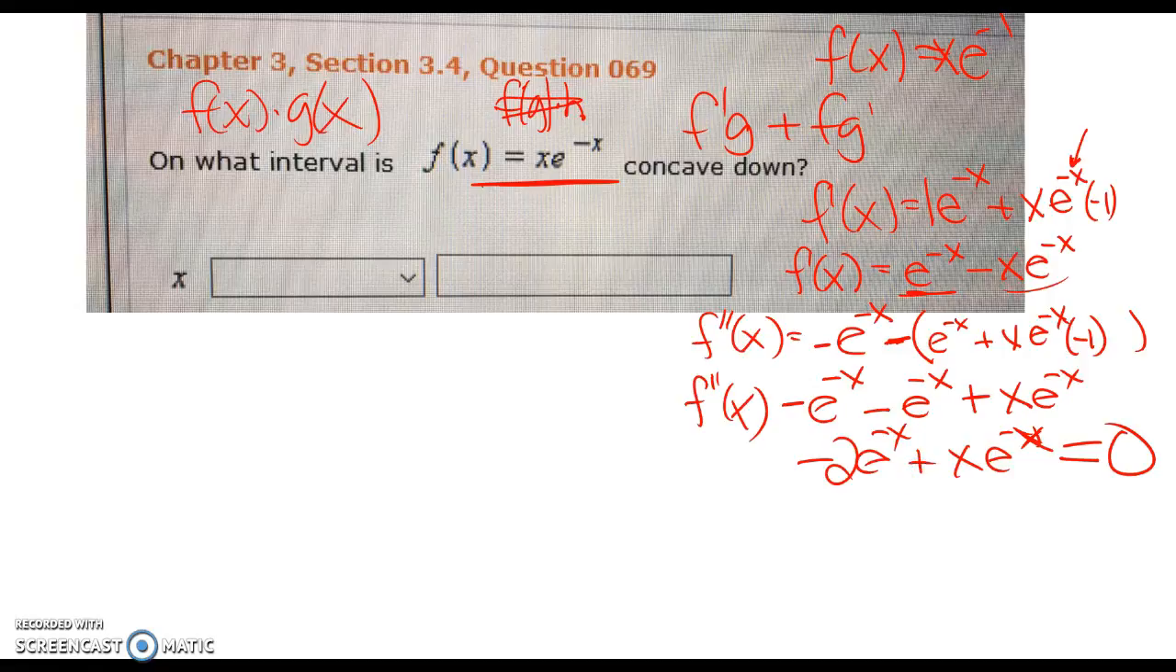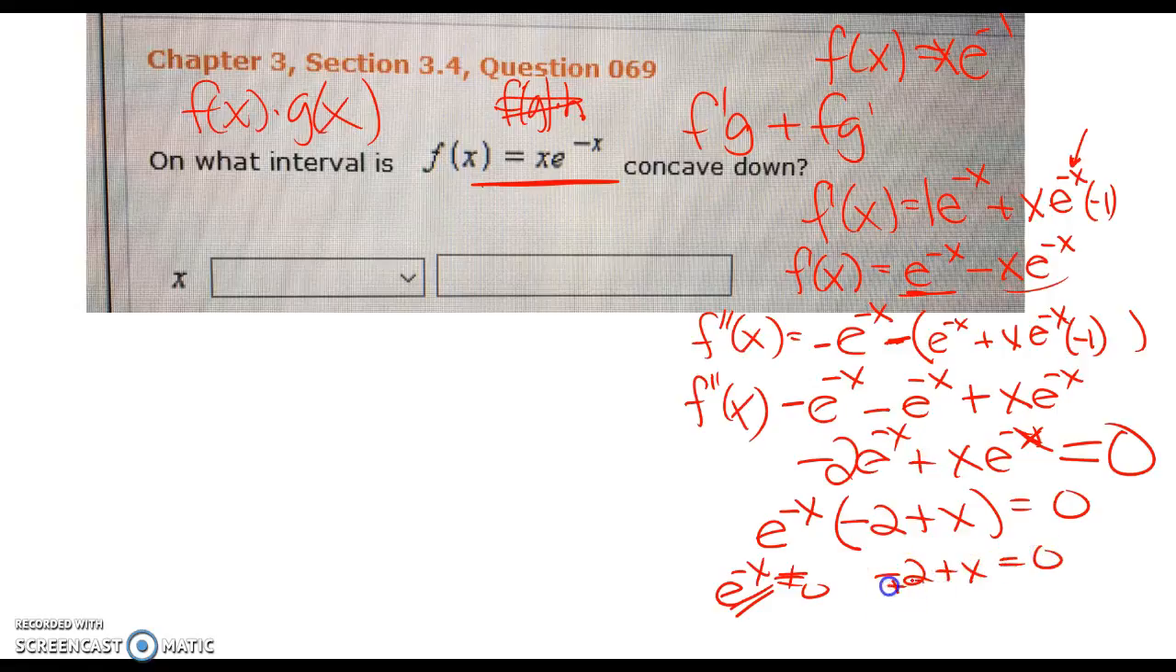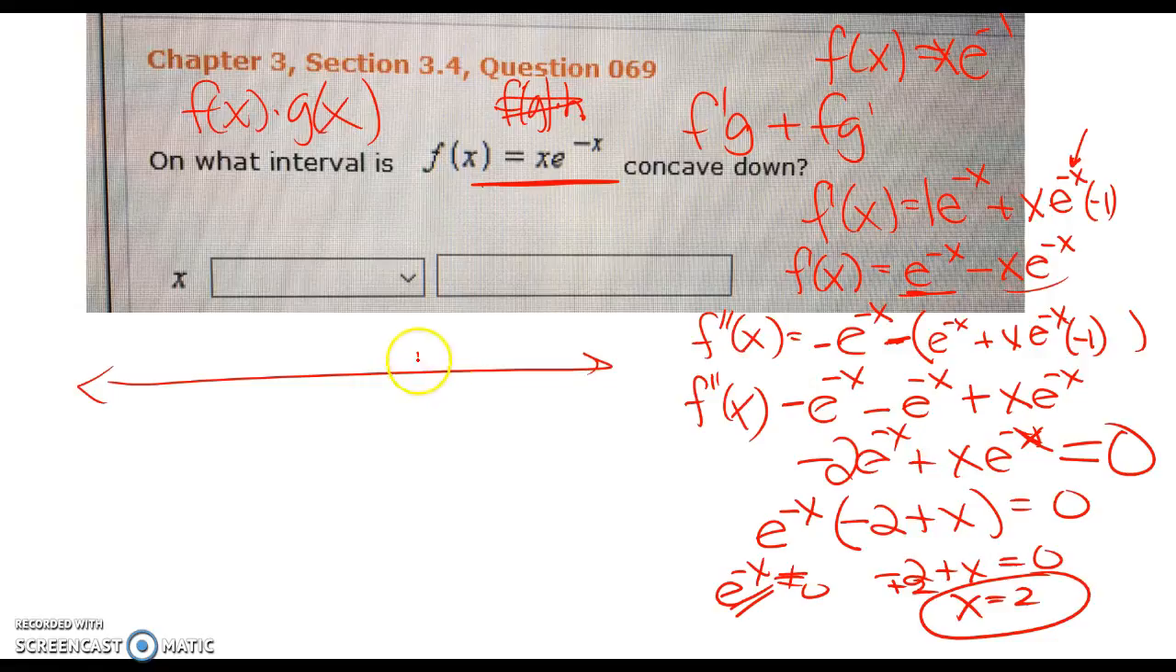So we would factor these things, set each factor equal to 0, and that would tell us our possibilities for x, right? If I factor out an e to the negative x, I'm left with negative 2 plus x. Let's set each equal to 0. Well, e to the negative x never equals 0, so that won't help us. But negative 2 plus x equals 0. If I add 2, this is my inflection point, right? So here's my inflection point.